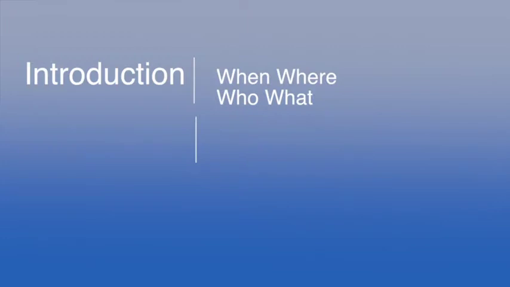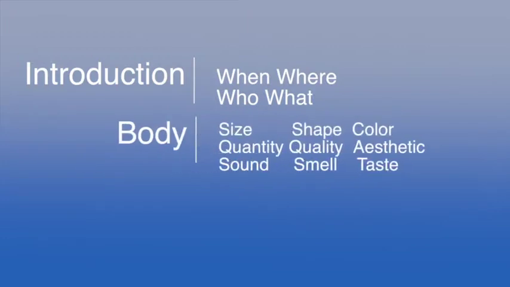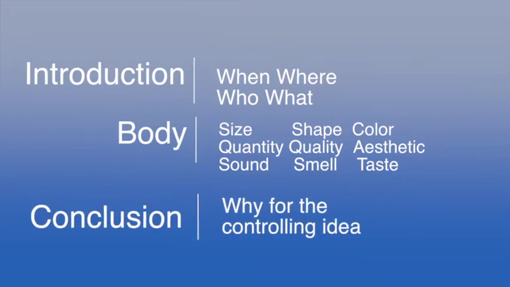Then the body. Now the body covers 9 aspects. We're looking at size, shape, colour, quantity, quality, aesthetic, sound, smell and taste. Okay? Now I know everyone's thinking, oh, aesthetic. Aesthetic is how beautiful something is or how appealing it is to look at. That's aesthetic. Anyway, once you've covered the aesthetic, you then need to cover the controlling idea, which is, in this case, a person who makes you angry. It's why do they make you angry? Why did you choose this person and why do they make you angry?